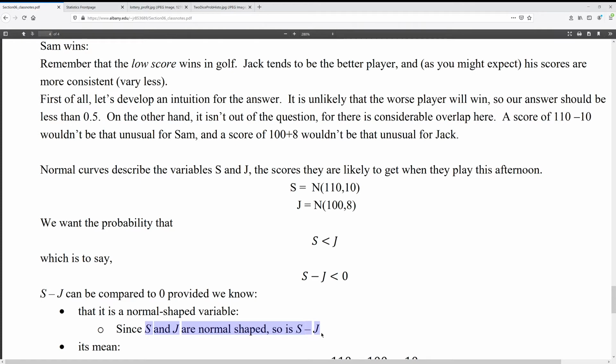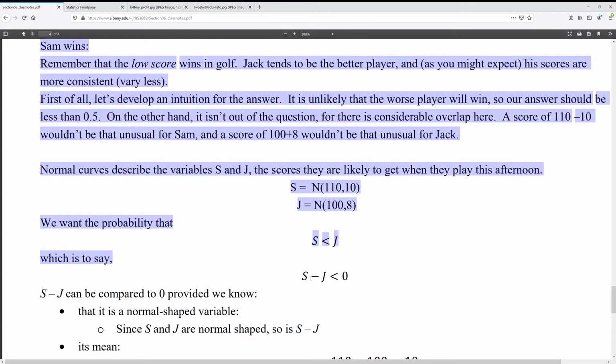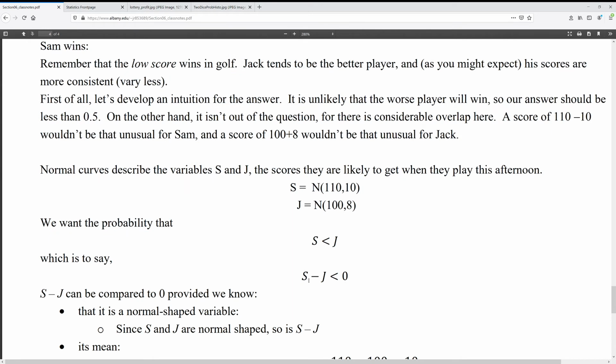Which means what? Which means that this normal creature can be compared to this number. Because it's normal shaped, creature S minus J can be compared to number 0 by subtracting its mean, dividing by its standard deviation, Z-chart, look it up, done.